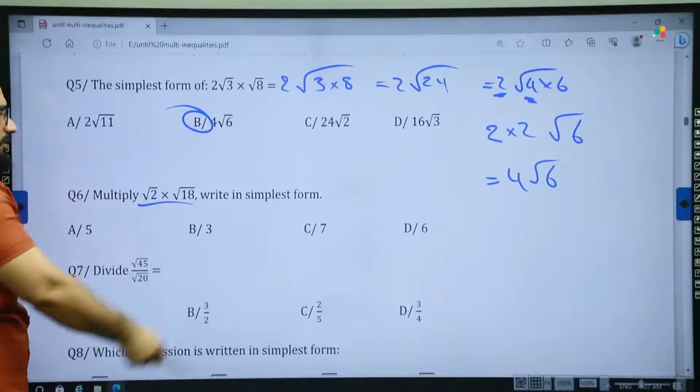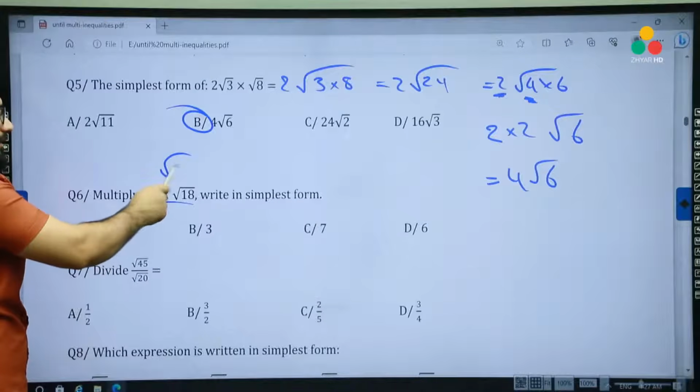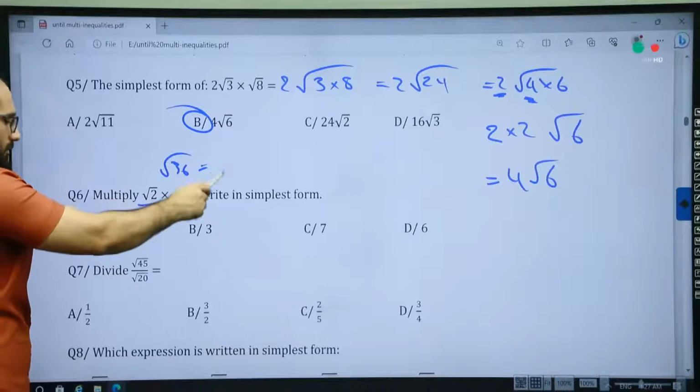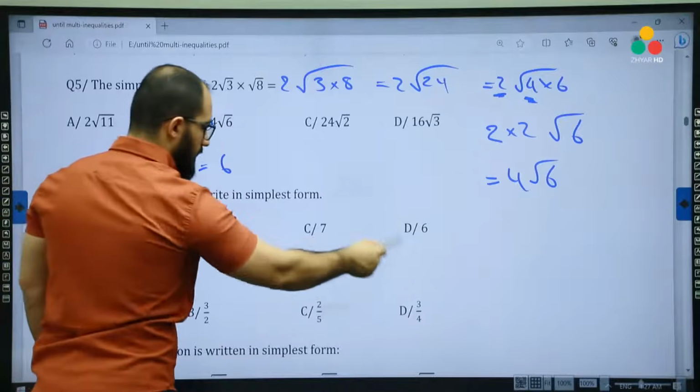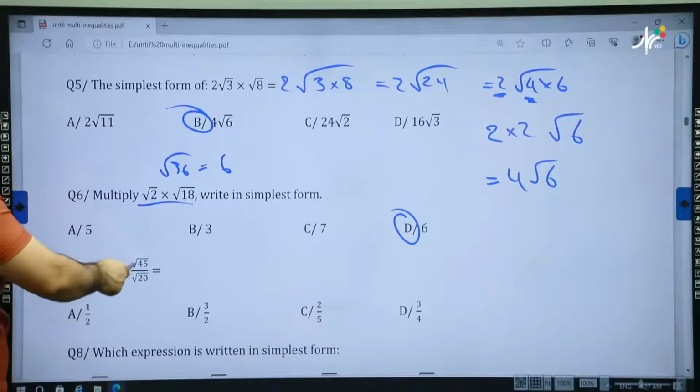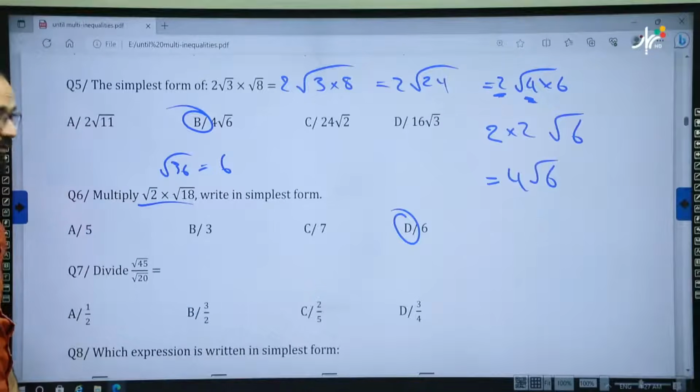Question 6, multiply. We have solved this question before. 2 times 18 is going to be 36. Okay, then the square root of 36 is 6. So the answer is D. Question 7, it says divide square root of 45 divided by square root of 20. We have this question in the previous examples. The answer was 3 over 2.